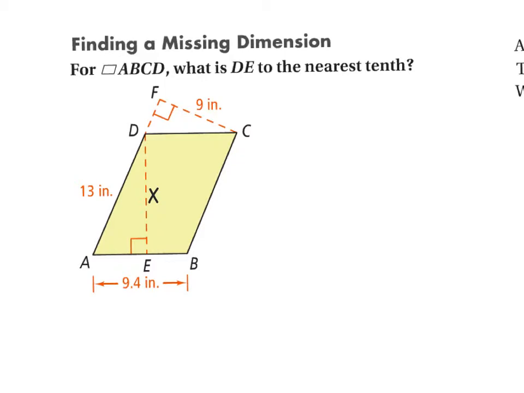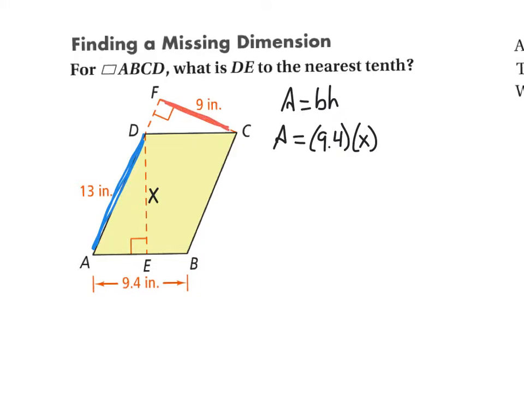If we knew the area, because remember, this is a parallelogram, so area equals base times height, then 9.4 would be my base, and X would be my height, right? Well, I can't solve that equation for X because I don't know my area. Did they give you more information? Yes. We have this as our base with 9 as its height.